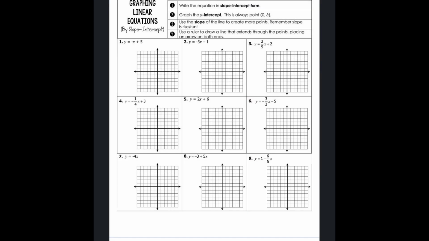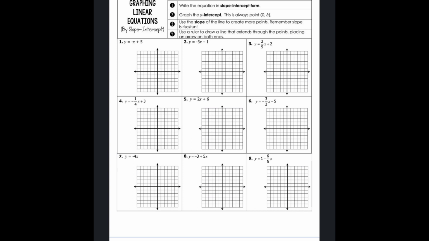All right, we are on the final 2 pages of this unit. These are graphing linear equations by slope-intercept. So this first page, we are given a number of equations. They are already written in slope-intercept form, which is good for us. If we have an equation that is not written in slope-intercept form, we have to manipulate that equation so that it is in slope-intercept form before we can start graphing.